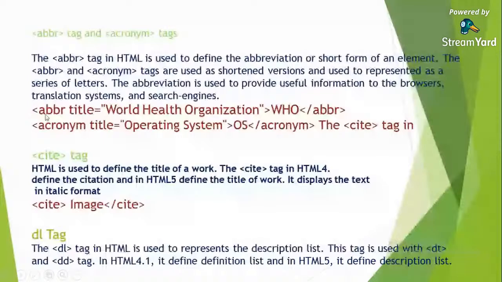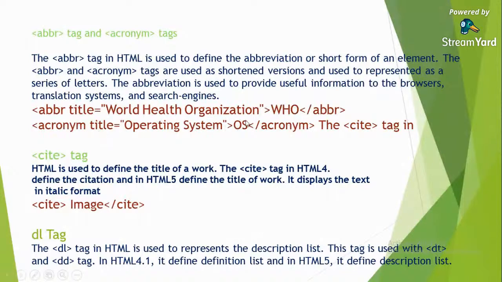ABBR, title equals World Health Organization. This is our actual word, and WHO is the acronym form. So whenever we hover the mouse over WHO, it will automatically show the particular title that is written in the title attribute, World Health Organization. Then acronym, title, operating system. Acronym is another tag. Title is the attribute here.